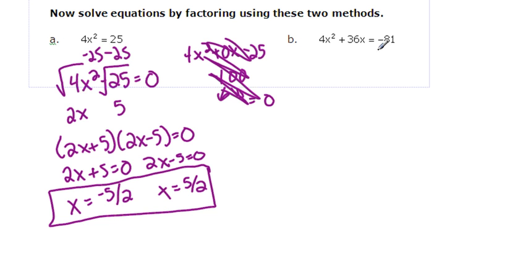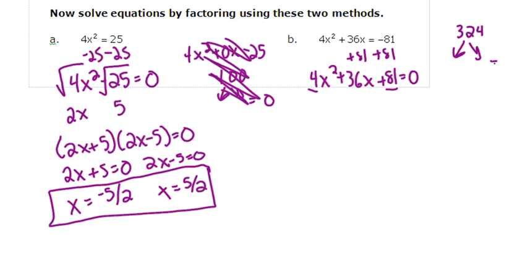For b, I'm going to add the 81 to move it to the other side first. So I have 4x squared plus 36x plus 81 equals 0. Now this doesn't have a GCF, so I'm going to multiply its 3 terms. I'm going to multiply the 4 and the 81 together, and that gives me 324. So I need to find something that multiplies to 324 and adds to 36. I know those are large numbers, but it ends up being 18 and 18.